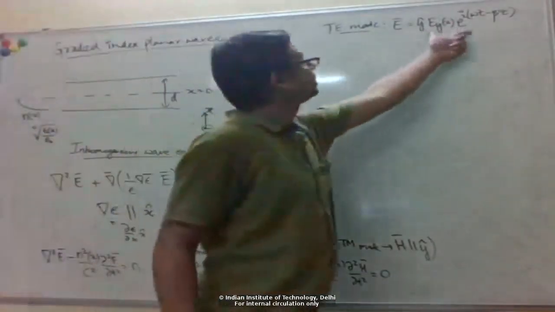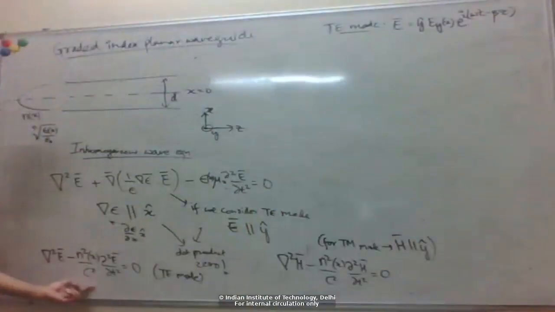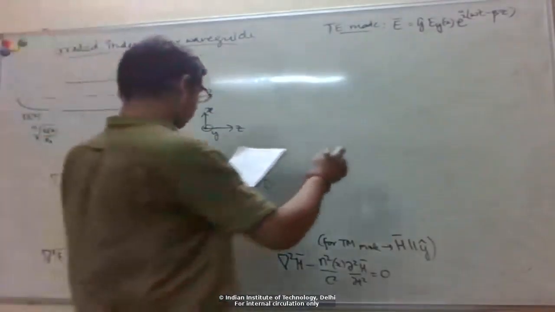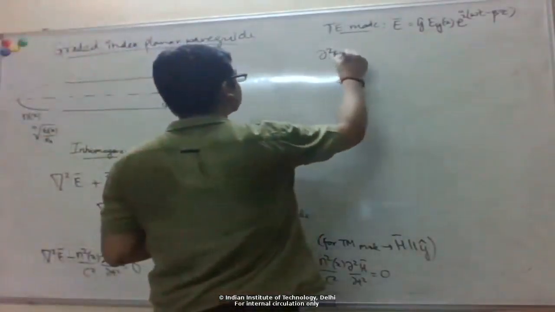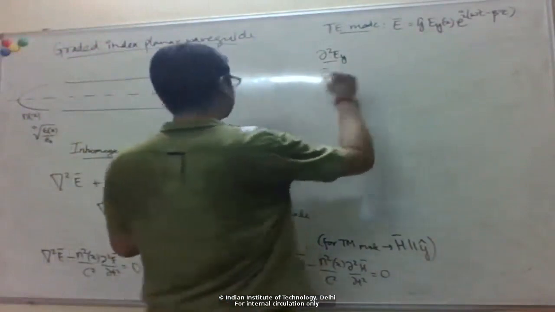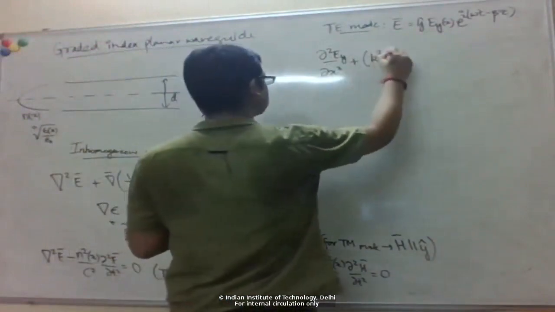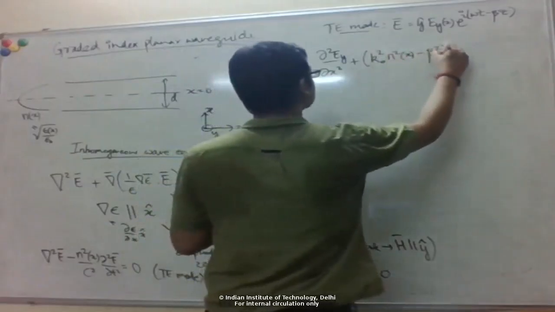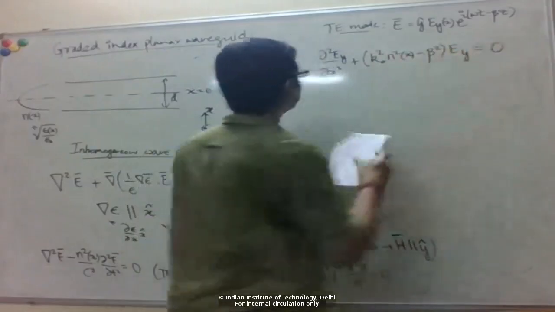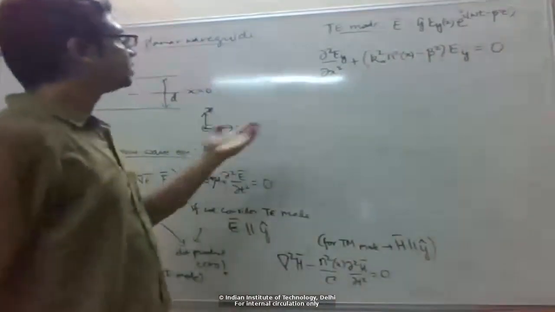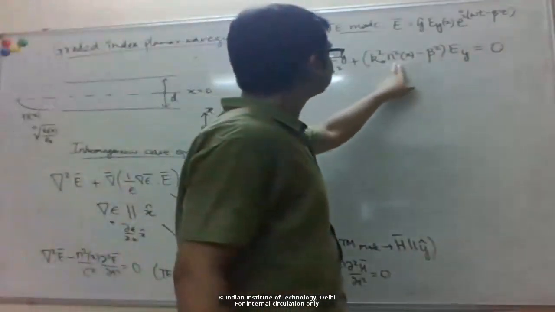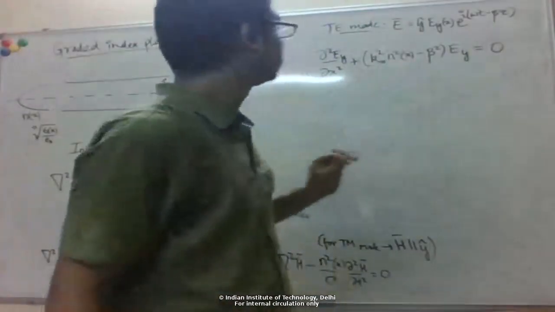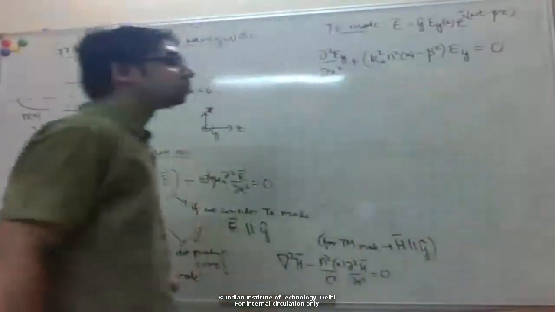So basically we can plug this kind of solution into the wave equation here, same thing that we did for the step index. So we get the same equation here, the second order differential equation for Ey. Same equation here. The only difference is now n squared of x is some continuous function instead of being n1 squared in the core region and n2 squared in the cladding. But this equation has the same form.